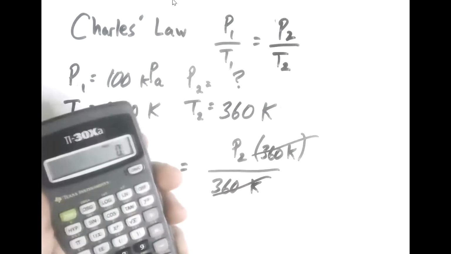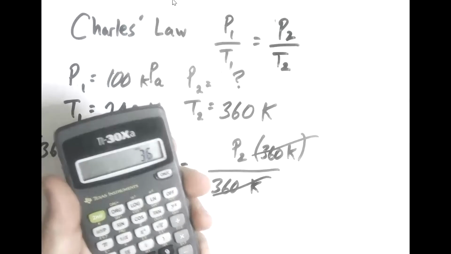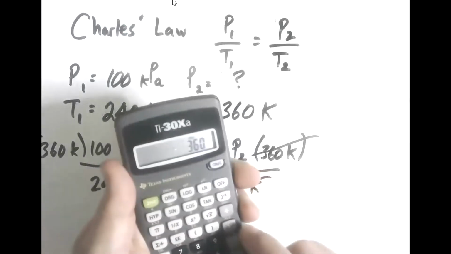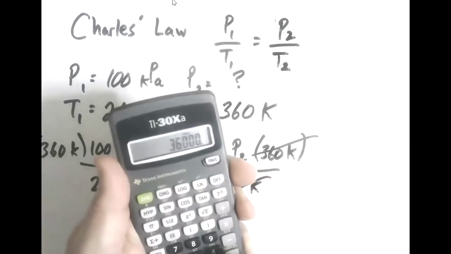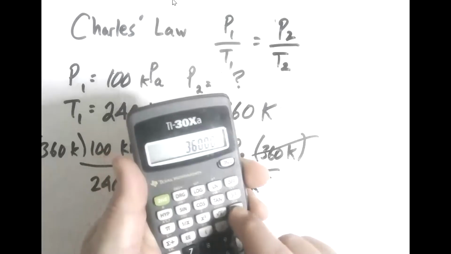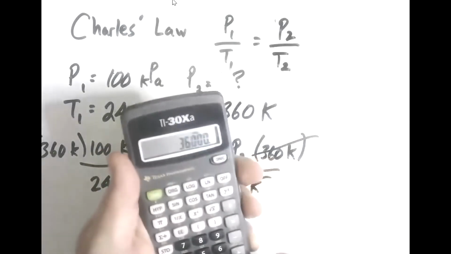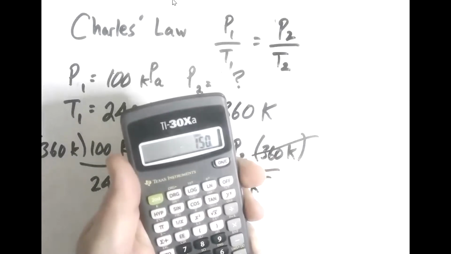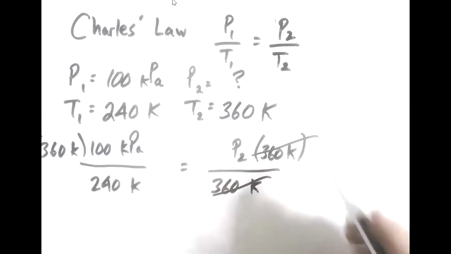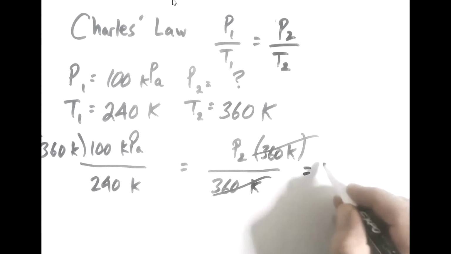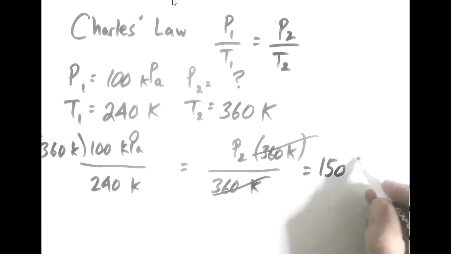A calculator comes in handy here. 360 times 100 again is 36,000. Then we divide that by 240, and we get a pressure of 150 kilopascals.